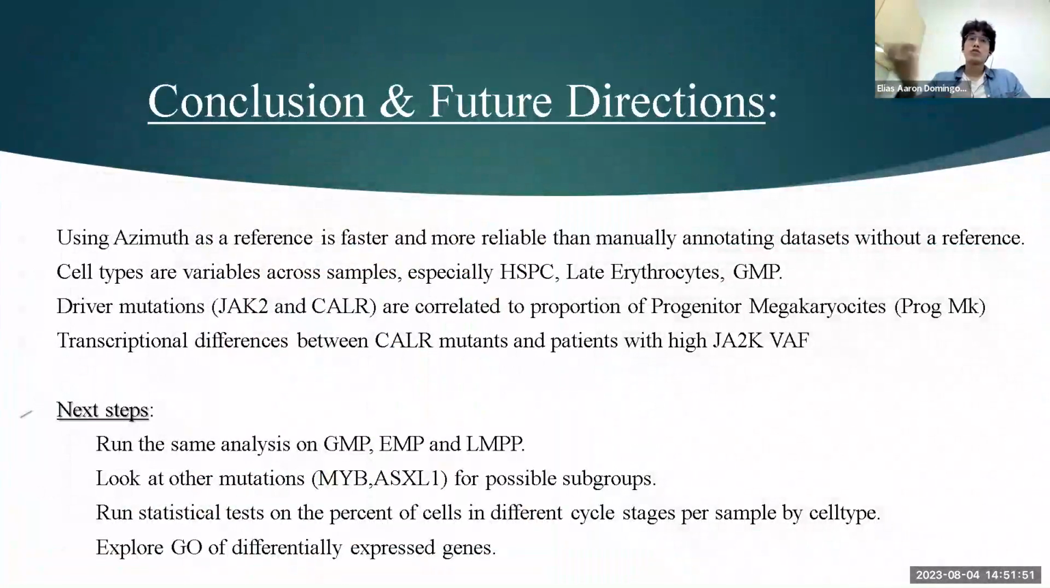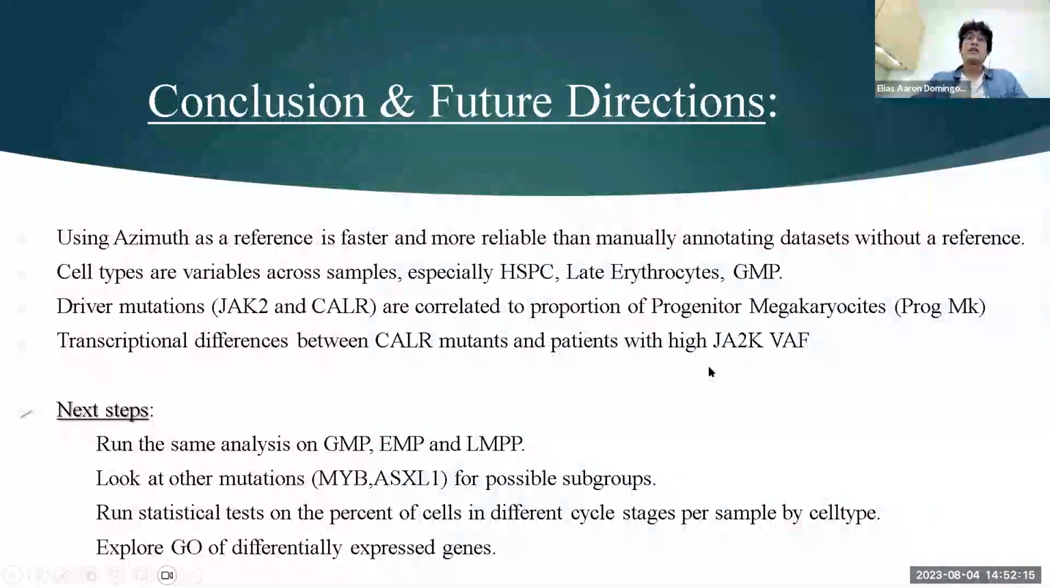So the conclusions of my 9 weeks here is that Azimuth is a very fast and reliable method to annotate cell types, and it's much better than doing it manually. Cell types are variable across samples, especially HSCs, late erythrocytes, and GMPs. The CALR mutations are in fact correlated to a proportion of program Ks, but we don't know exactly why yet.